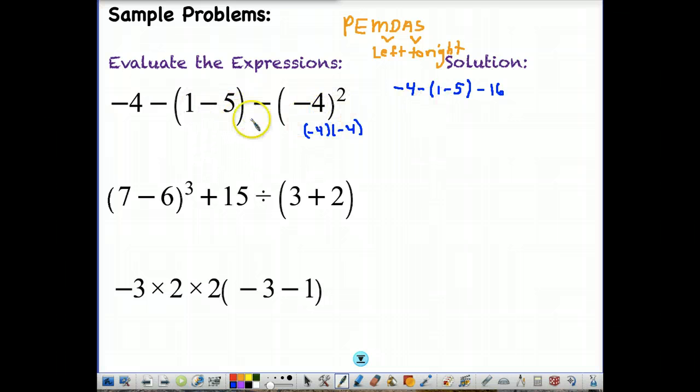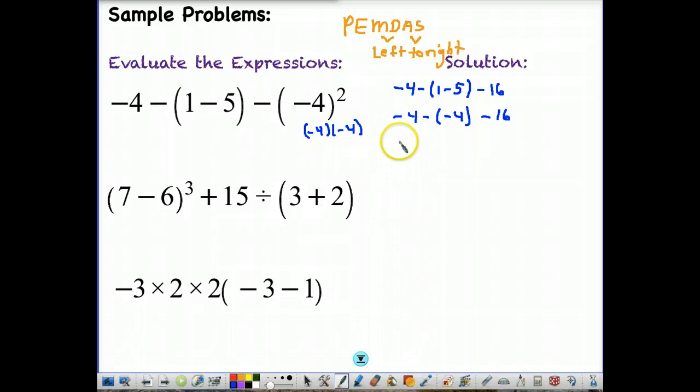I should have probably done the parentheses, but in this case we could do either one because they are separated by a negative. But let's go ahead and do the parentheses next then. So you have -4 minus 1 minus 5 is -4. And then actually I would have done the exponent next, but I would still get the same result. Okay, now we're just left with our addition subtraction.